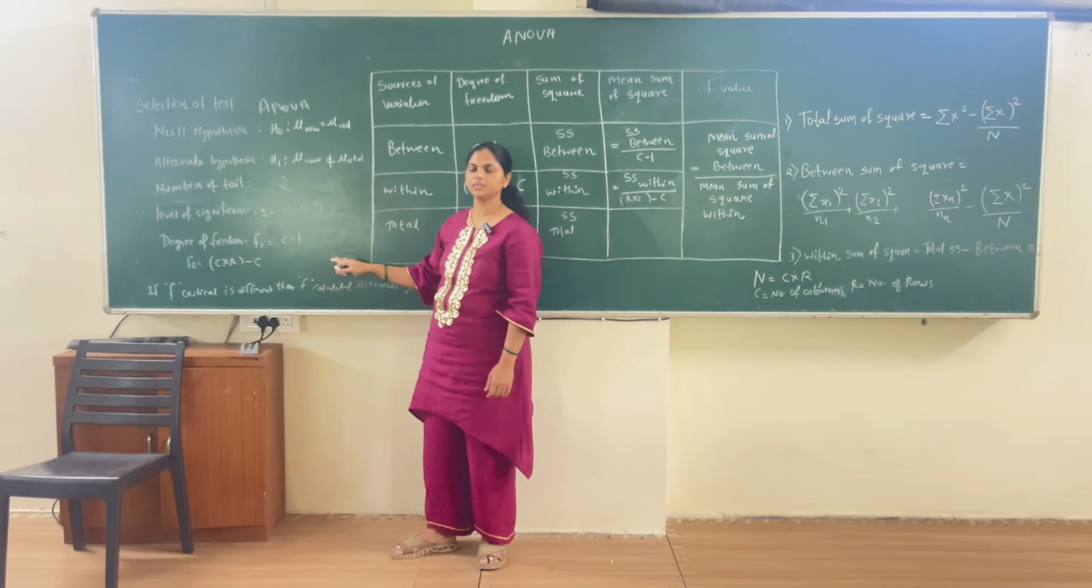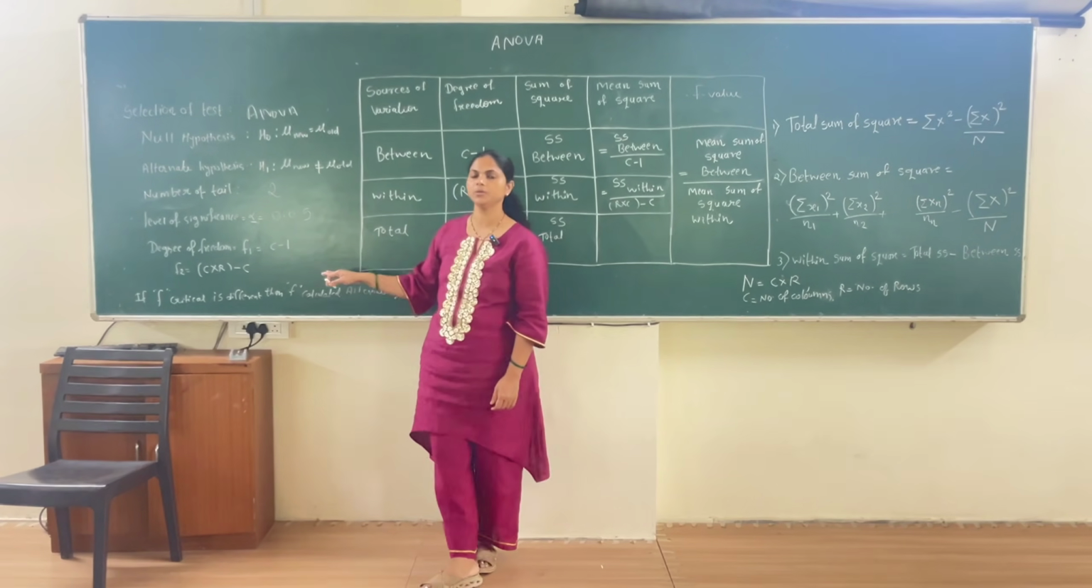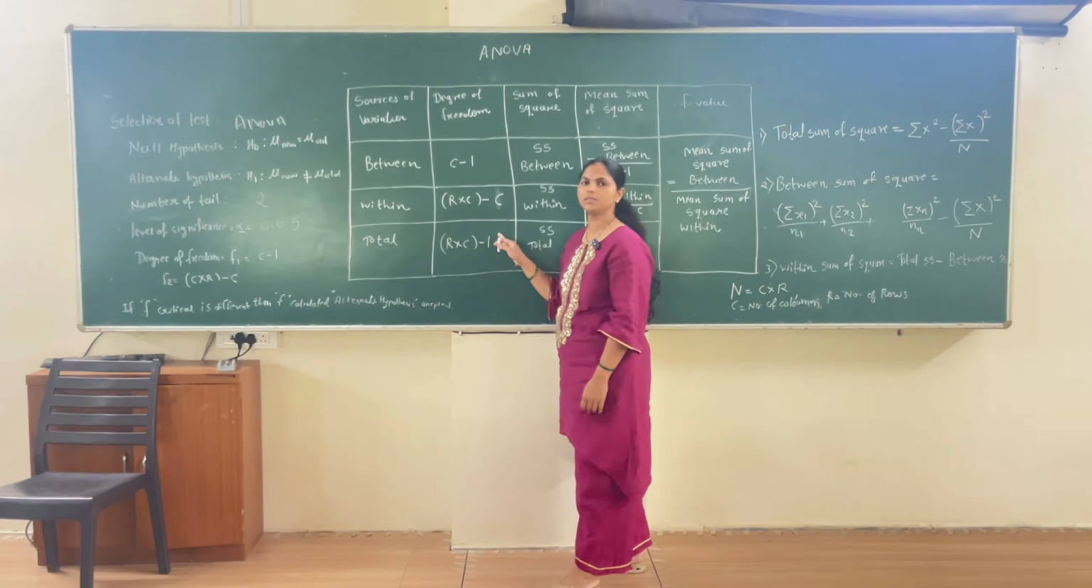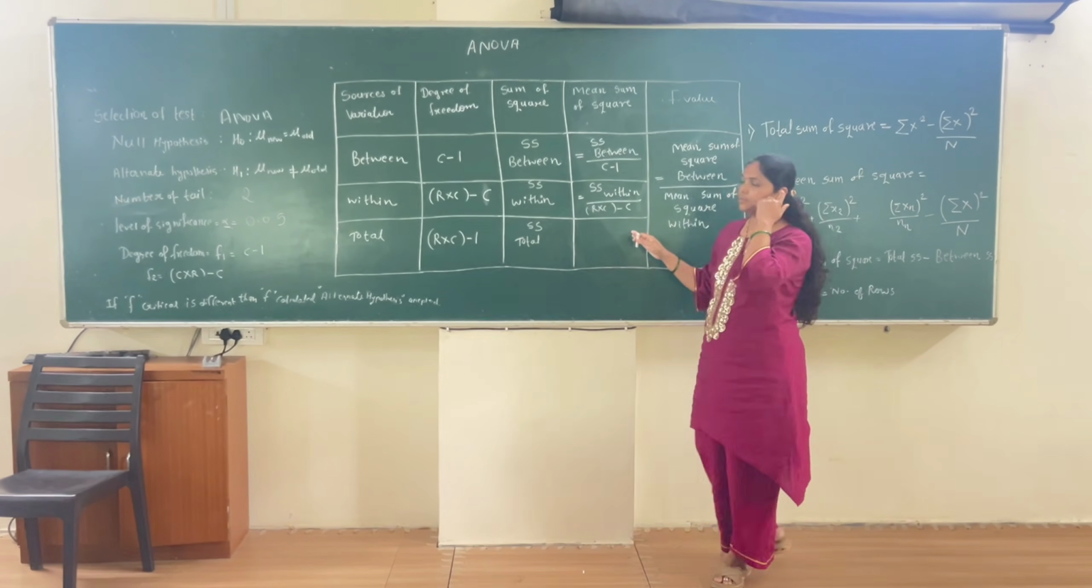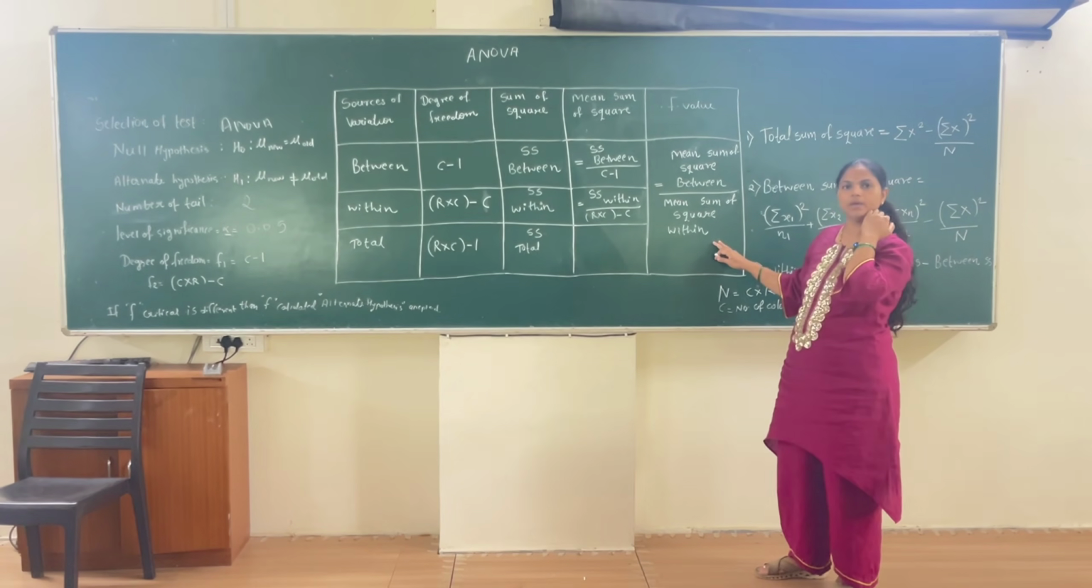Once you are done with stating all these parameters, then you have to start with solving the contingency table. Here is the contingency table for one way ANOVA.